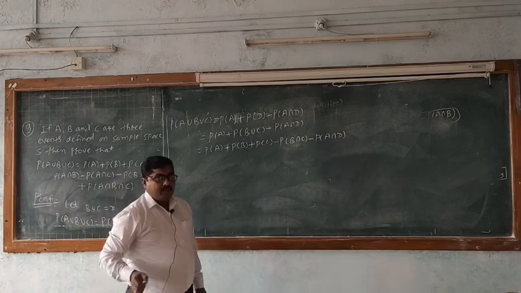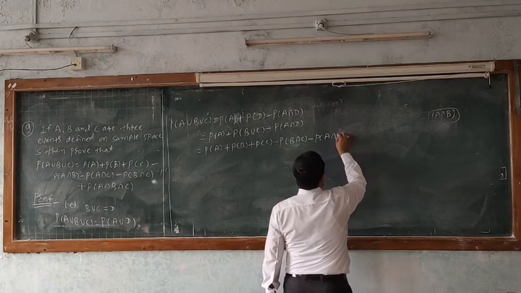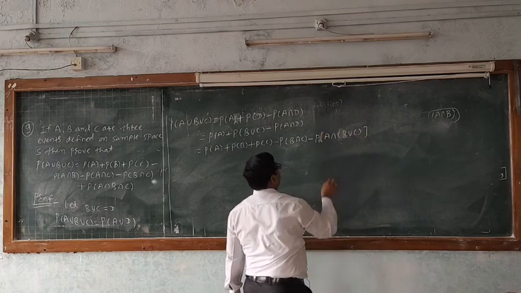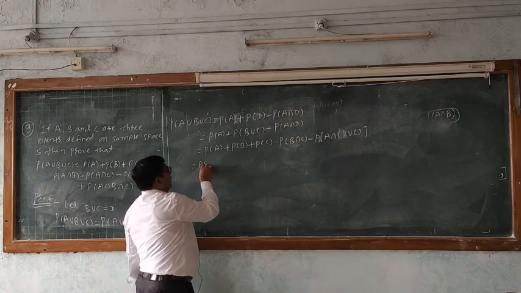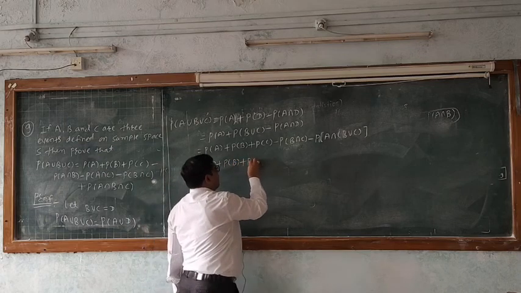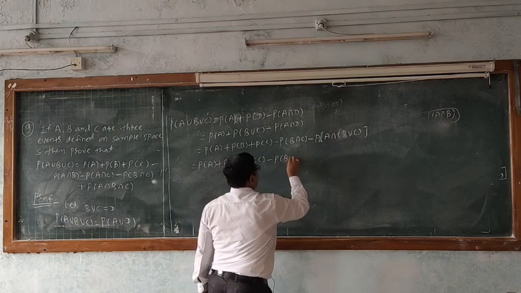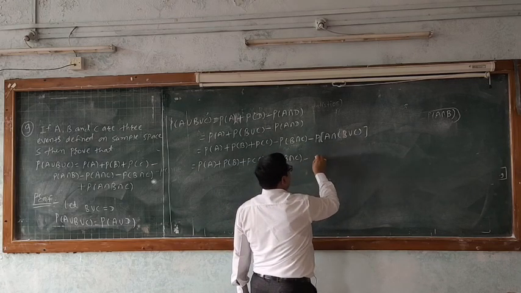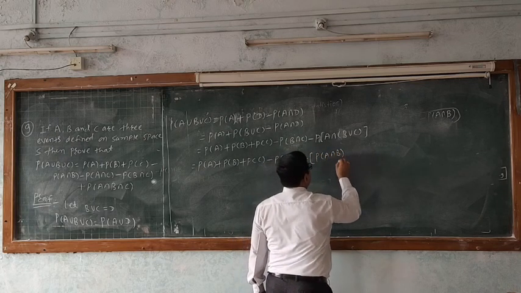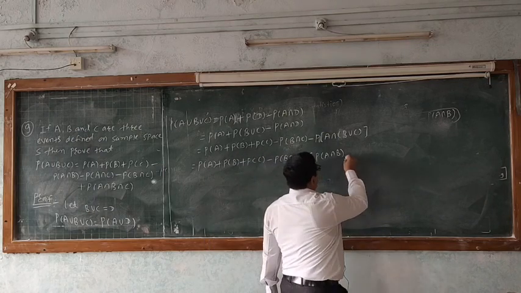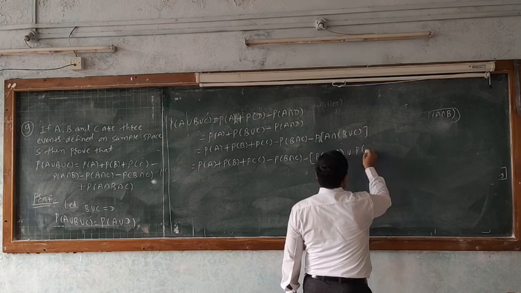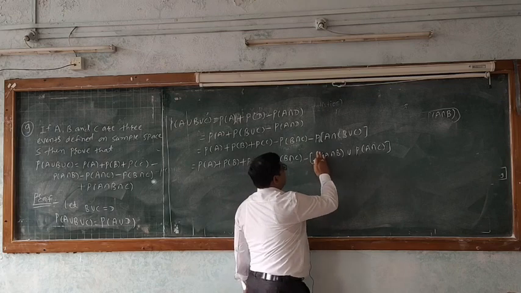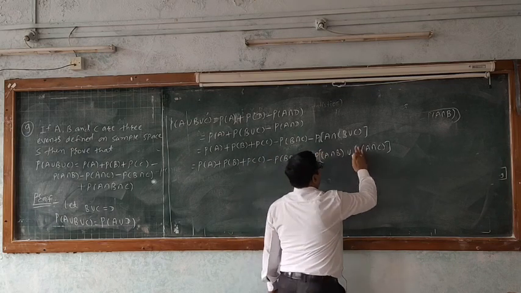Again, what is D? D is B union C. So probability of A plus probability of B plus probability of C minus probability of B intersection C minus, again by using the set rules we can write here probability of A intersection B union probability of A intersection C. P is outside the bracket, right?